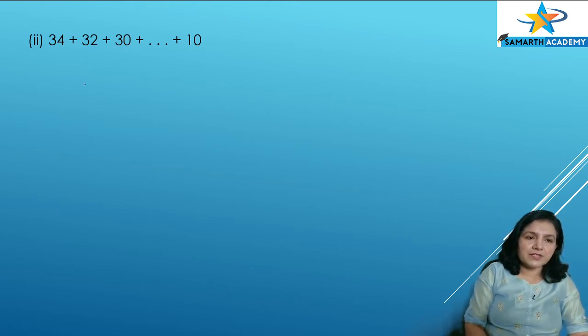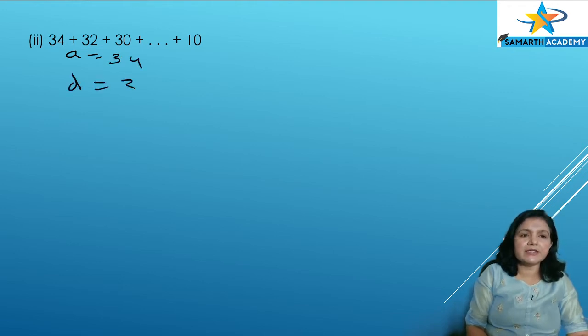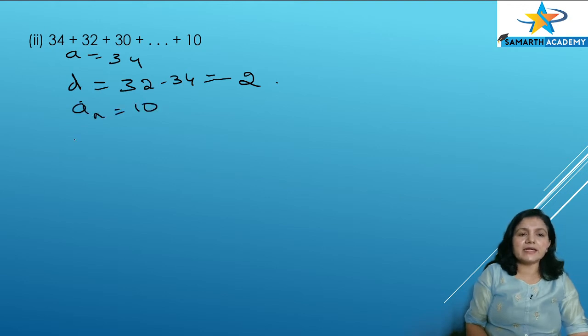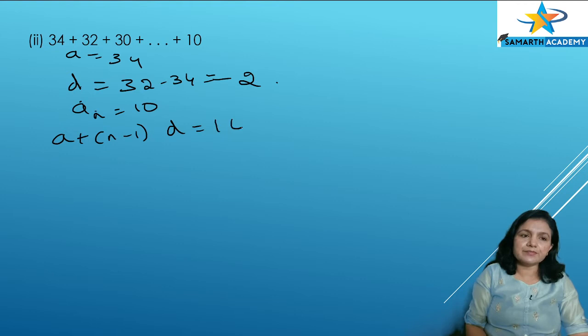Find the sum of the given terms whose first term is 34. Second term is 32. So d will be 32 minus 34, which is equal to minus 2. And the last term an is 10. We don't know the number of terms, so we need to figure out n. So we'll write a plus (n minus 1) into d equal to 10. Put the value of a, that is 34, plus (n minus 1) into d, which is minus 2.